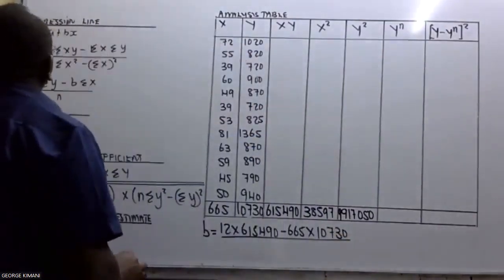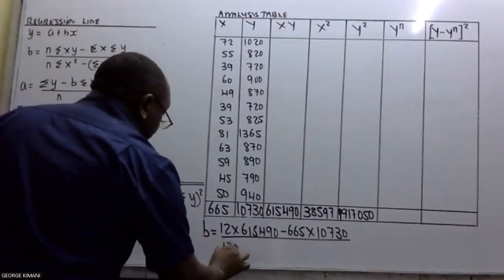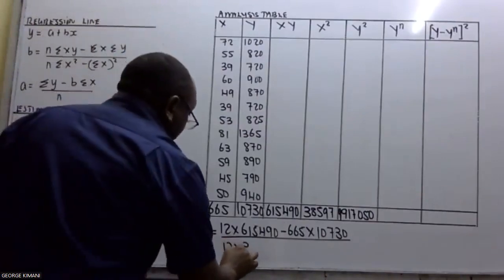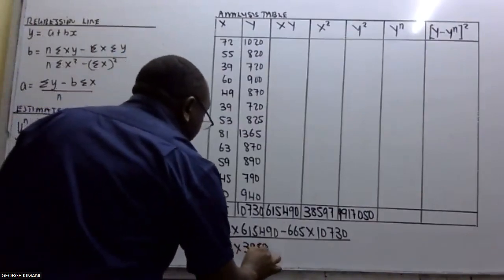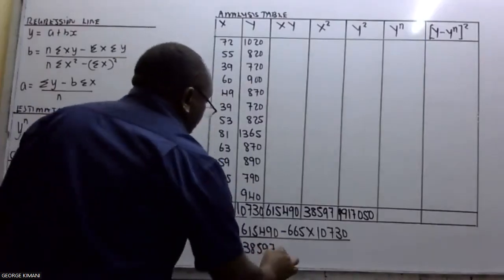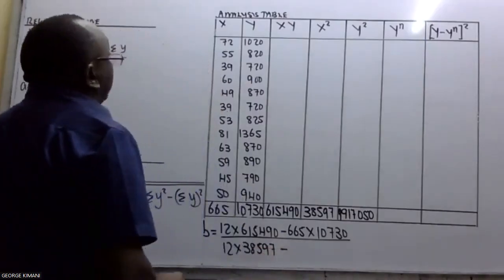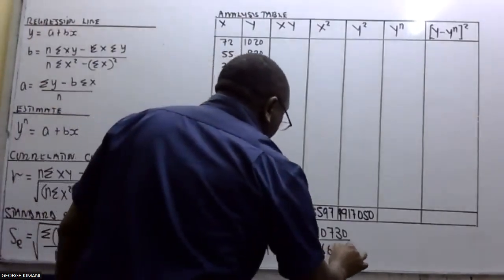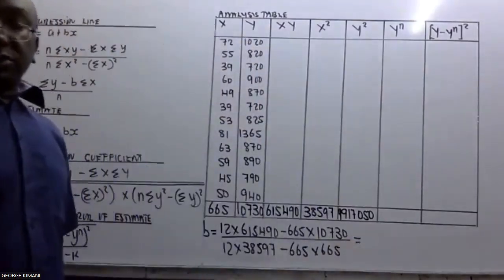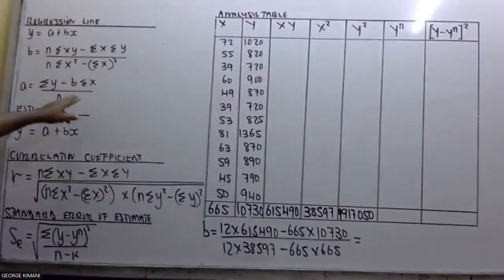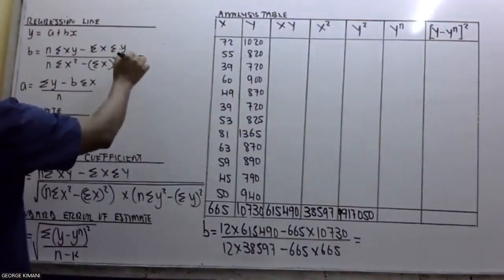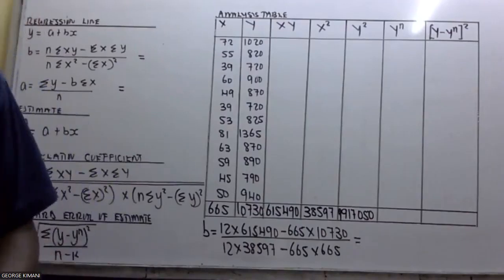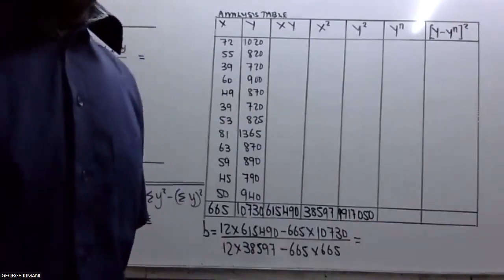All these you divide by n, which is 12, times the sum of x squared, which is 38,597, minus the sum of x, 665 times 665. Solve that and also give me the value for A. Solve and give me the answers.